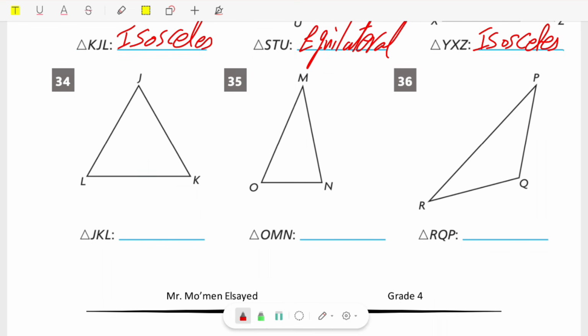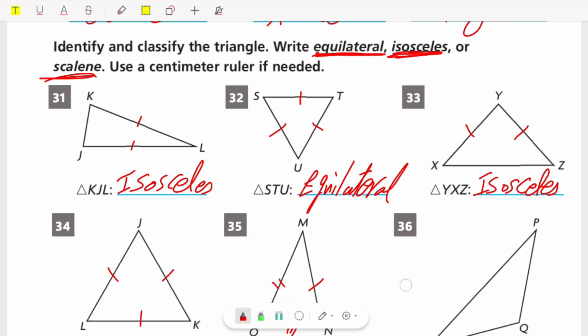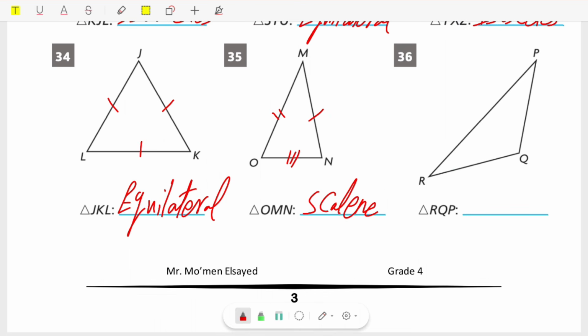Okay, let's go to the next one. All sides are equal, so equilateral. Okay, next one, no sides are equal because this is not equal to this, not equal to this, so they are all different, so it's scalene. Okay, the next one, we have this equal to this, so we have two equal sides, so it's isosceles.